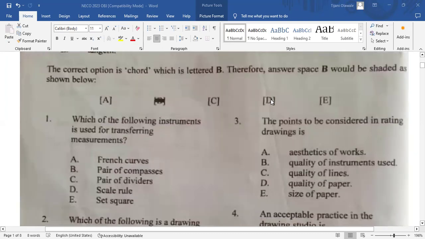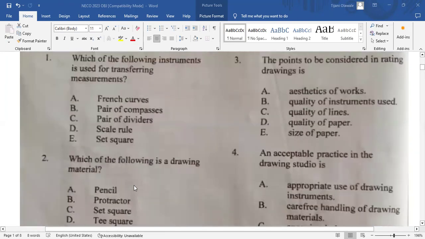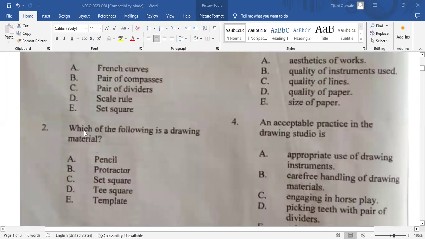Now we start with question 1, which says: which of the following instruments is used for transferring measurements? The answer to this question is option C, pair of dividers. Pair of dividers, we use it to transfer measurements in our drawing. Then question 2 says: which of the following is a drawing material?